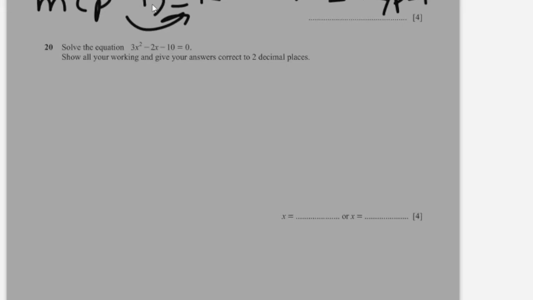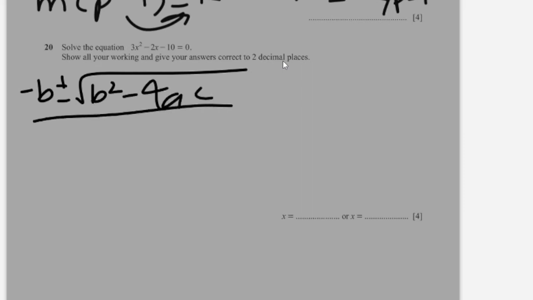Question number 20. Solve the equation 3x squared minus 2x minus 10 is equal to 0. Show all your working and give your answer correct to 2 decimal places. So the statement gives us the hint that the examiner wants us to use the quadratic formula, which is negative b plus or minus root of b squared minus 4ac, over 2a. So as we can see over here, a is 3, b is negative 2, and c is negative 10. So we'll substitute the values and get the answer.